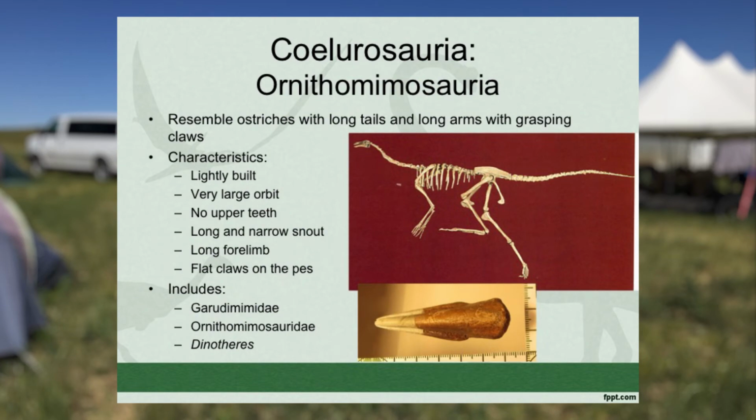These kind of look like big ostriches or emus. Very bird-like, long tails, slender build, long arms, with great development in the fingers, probably for grabbing. Characteristics: large orbit, so probably had big eyes, no upper teeth, narrow, long snout, long forelimbs, and flat claws on the pes, which is kind of unique. So if you look at the front claws, they're flattened instead of sharp. So they were probably used for grabbing things, but not necessarily ripping something apart.